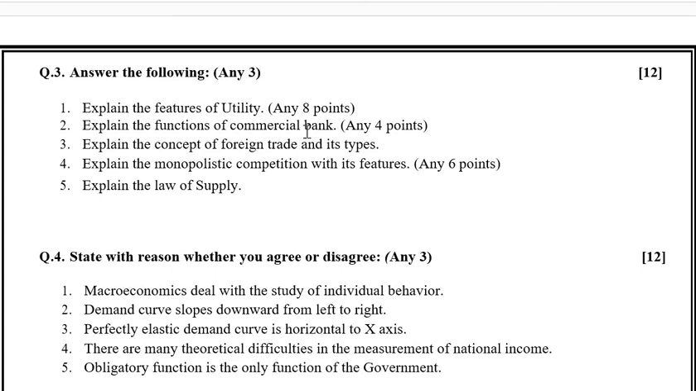Explain the functions of commercial bank, 4 points. Explain the concept of foreign trade and its types. Fourth, explain monopolistic competition with its features, any 6 points again. Fifth, explain the law of supply. Okay, attempt whichever you know and that too quickly.